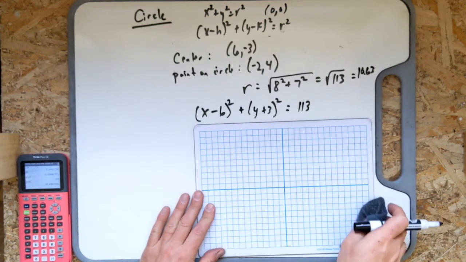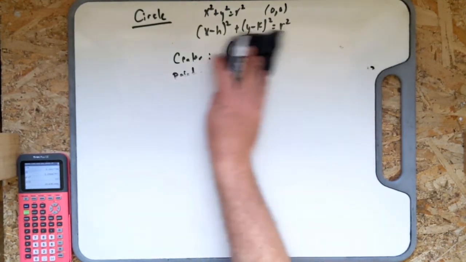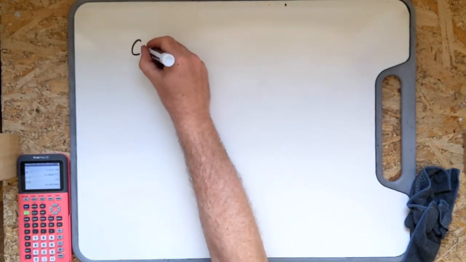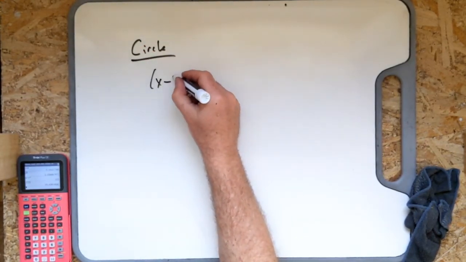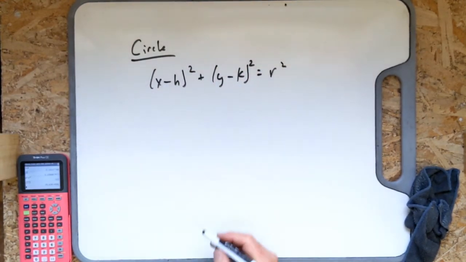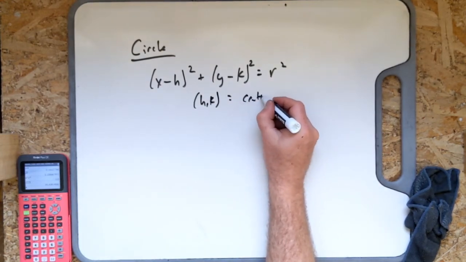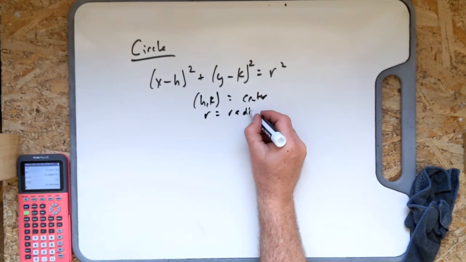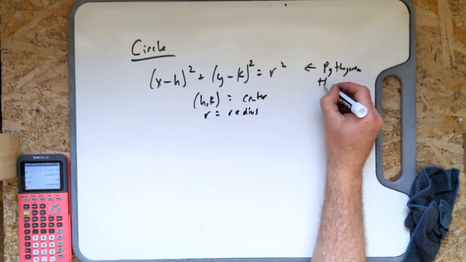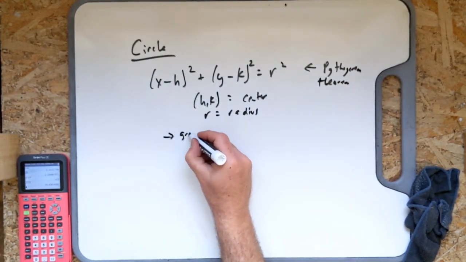Let me erase this. I'm going to summarize, and then you can work on the homework. Okay, so the circle equation, here's the summary, is (x minus h) squared plus (y minus k) squared equals r squared, where (h, k) is the center, and r is the radius. This comes from the Pythagorean theorem. And from this, you should be able to graph a circle.